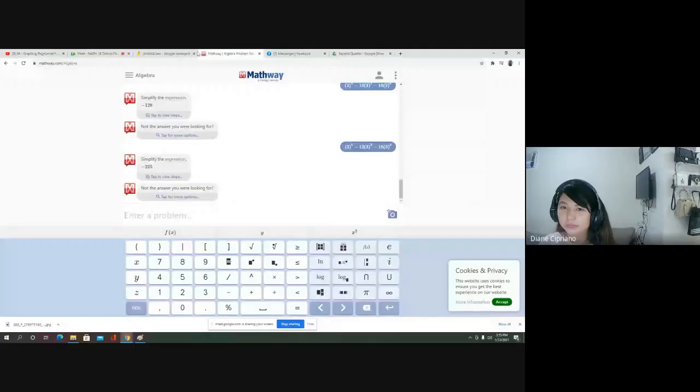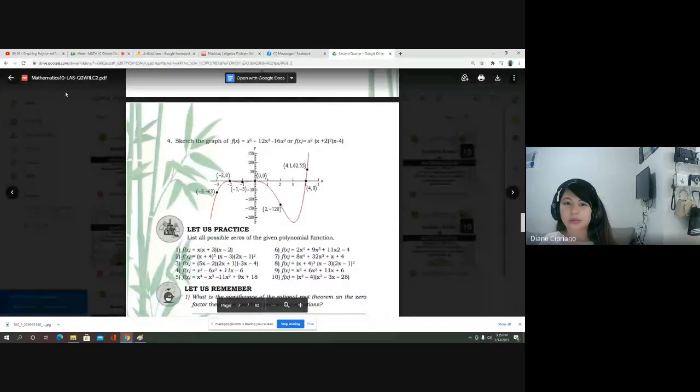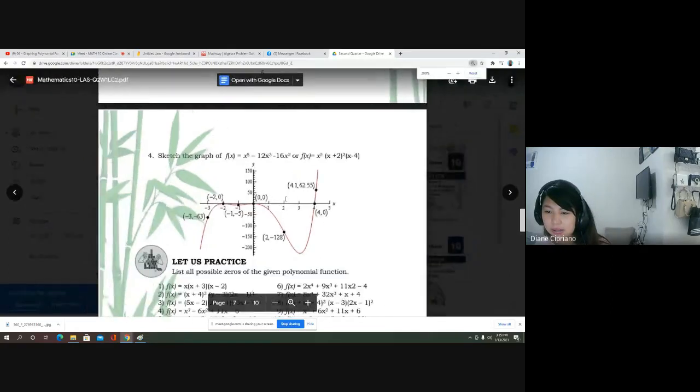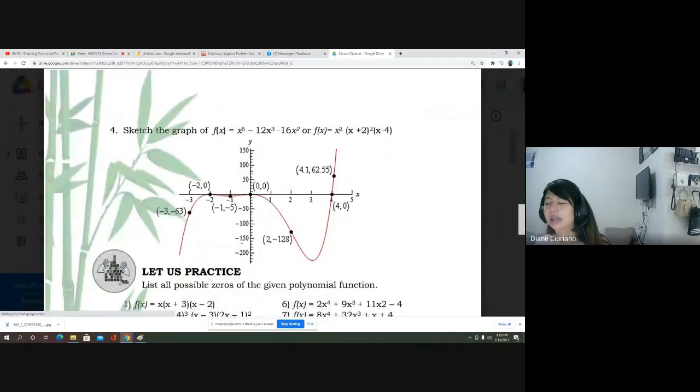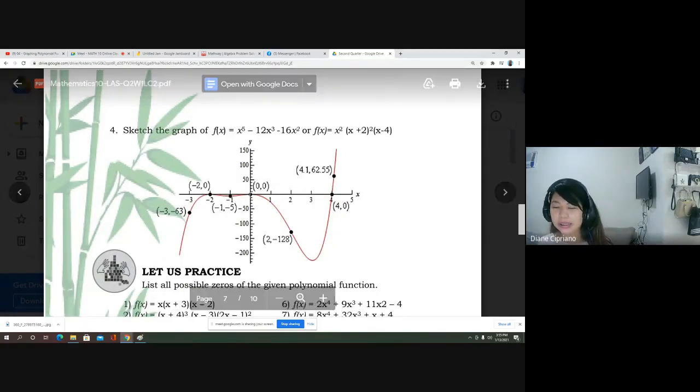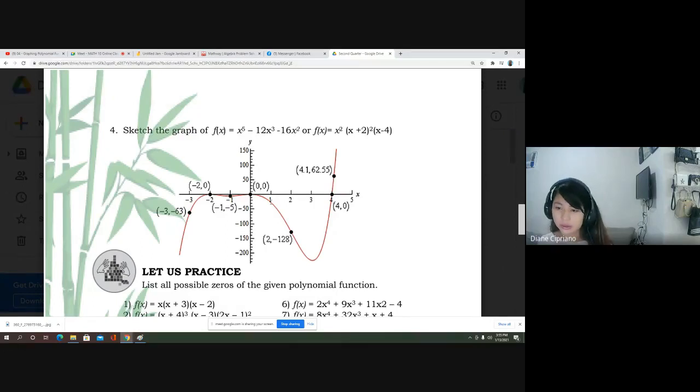Ayan. So, this is the actual graphing of the given equation presented and answered a while ago. Present ko lang. Ayan. Nakikita ba? So, in this case, ganito yung magiging itsura ng graph niya. So, ito yung 0, 0 natin kanina. Ayan, nakuha natin yan. Yung positive 3 to negative 128, nakuha natin yan.